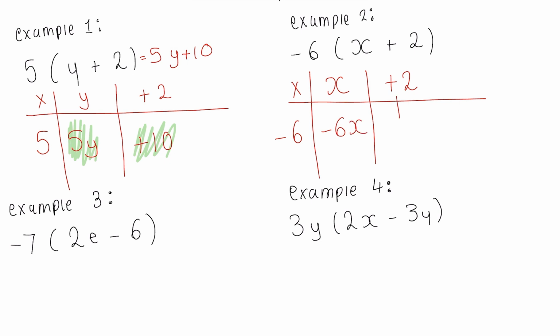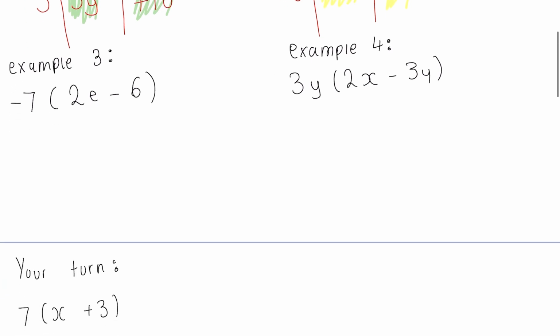And then here again, remember 2 times minus 6, which is minus 12. So again, that would be my answer, what I wrote in the boxes. So I've got minus 6x and minus 12. So if I expand that brackets, that's what I'm going to get. Let's look at these next two.